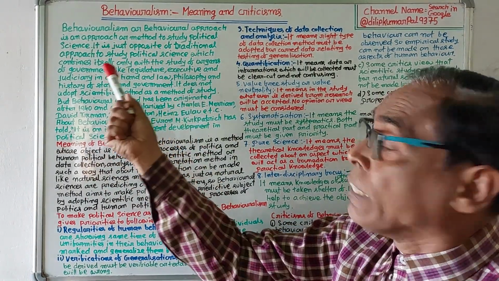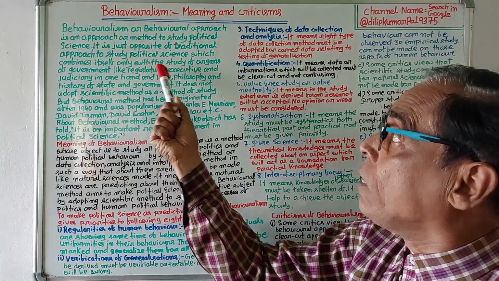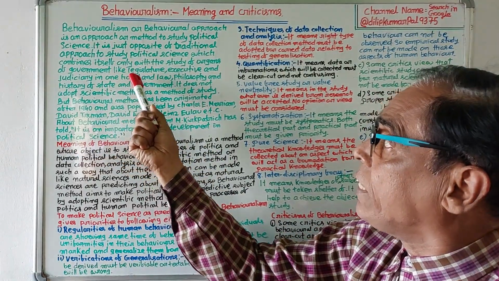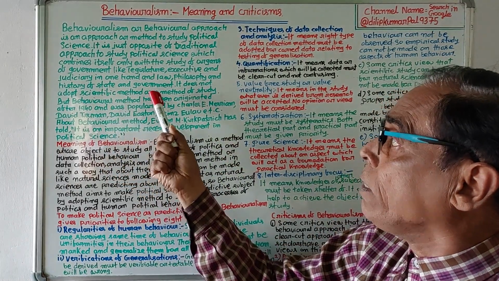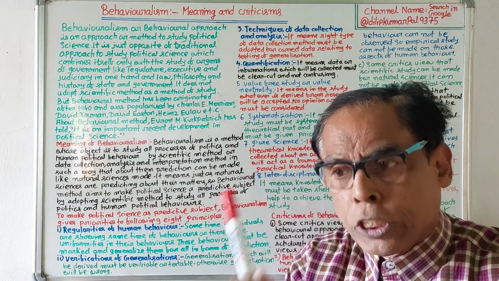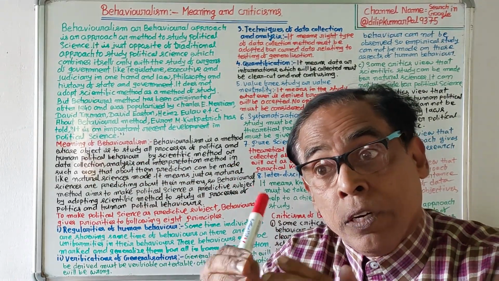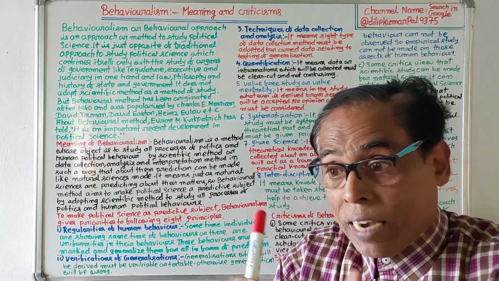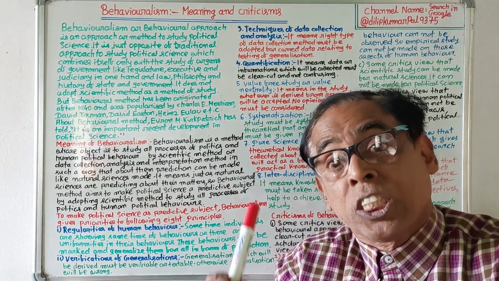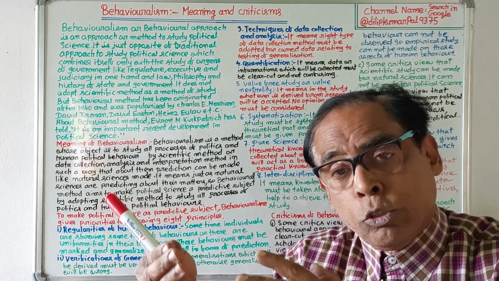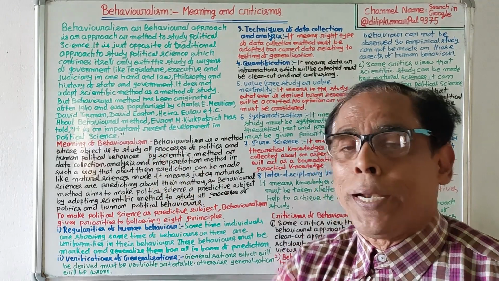It is just opposite of the traditional approach to study political science, which confines itself only with the study of organs of government like legislature, executive and judiciary on one hand, and law, philosophy and history of state and government on the other hand.